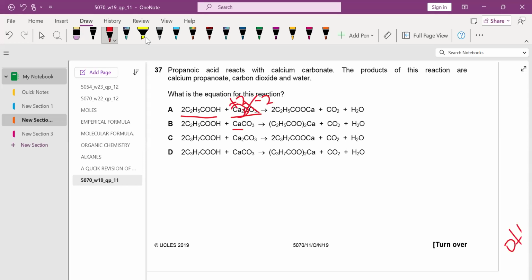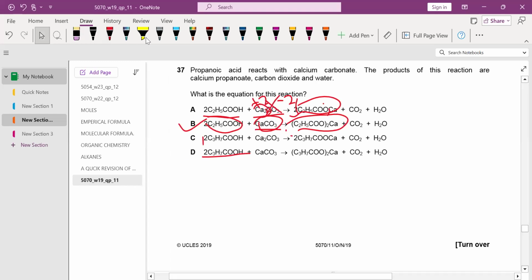Equation A is wrong. While in equation B, you can see that this 2 isn't present. So this is correct, and this is also correct. However, in this equation, this wasn't correct because calcium belongs to group 2, so there would be a 2 after the bracket. So option B is correct for question number 37. In options C and D, the formula for propanoic acid isn't correct, so they couldn't be correct.